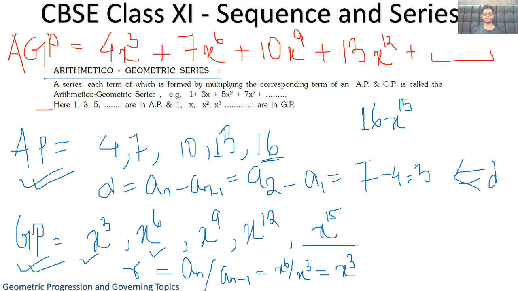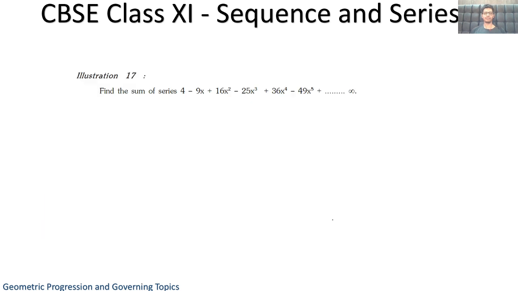Okay, perfect. Now we know the entire nomenclature of an AGP. Now what you need to do is find the sum of the series. There is a particular pattern, and you need to find the sum of this entire series. So I'll give you 1 minute of time, and then after that I'll be explaining how we need to approach this question.